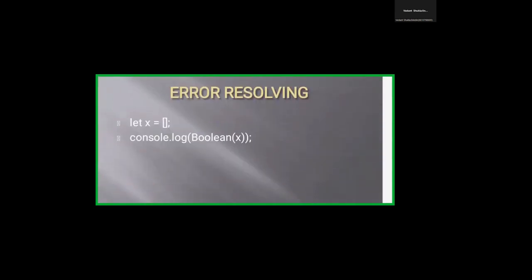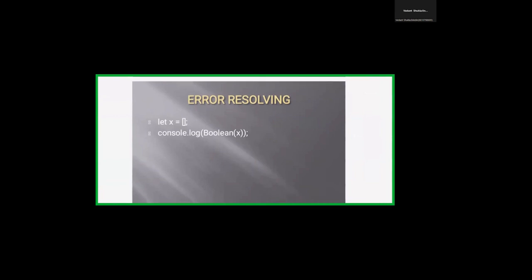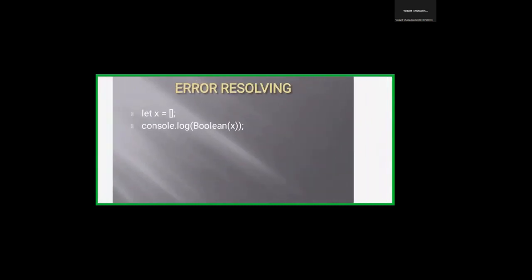Okay, so let's look at this error resolving. We have taken x equals brackets and console.log Boolean of x. So what will your output be? It might come as false, or null, because nothing is over there. So when you inspect your output screen, the result you get for Boolean of x is null, or undefined, or even false.